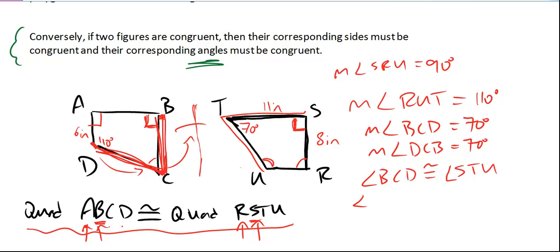Whereas if I wanted to make a statement about angle DCB, then that is going to be congruent. If I change the order, then I'm going to have to now talk about angle UTS. So beware of that.